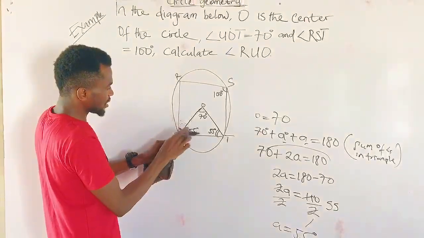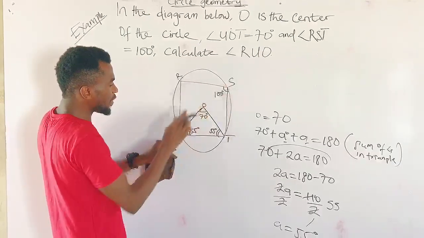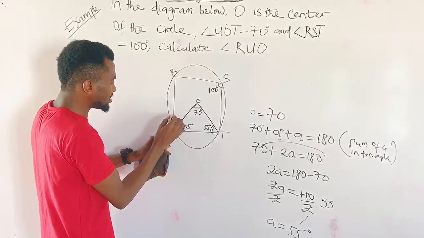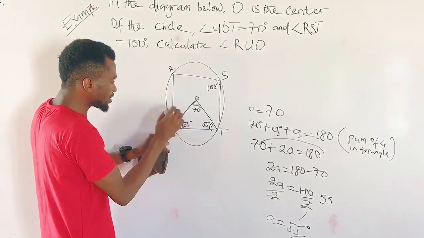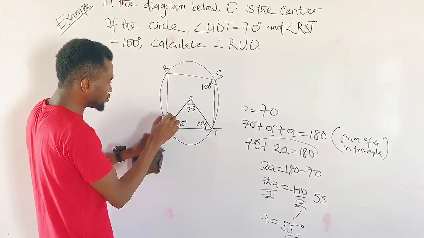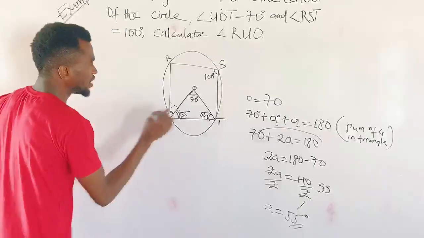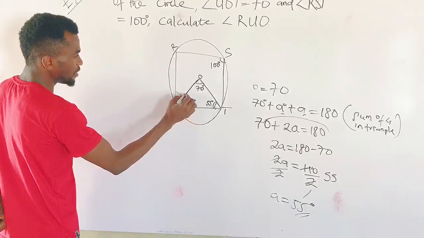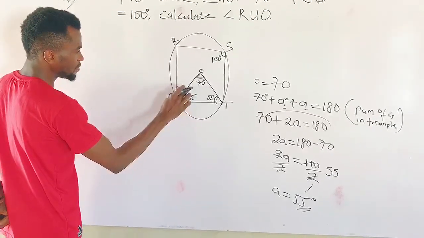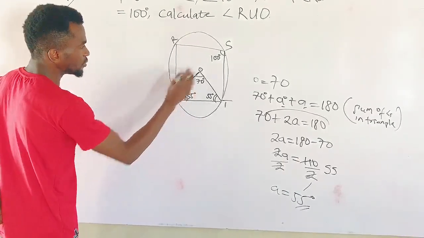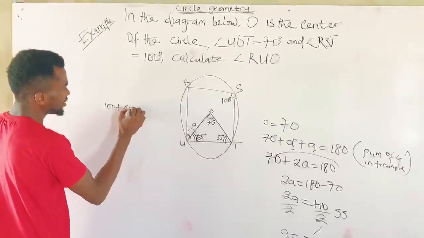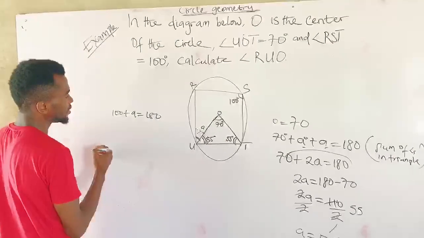This angle here is opposite to the one here. So if I use opposite angles in a cyclic quadrilateral are supplementary and I get the whole of this angle, if I subtract 55 from the whole of this angle, I'll be able to get the small one here. Alright, so let's go. Let's label this big angle A. So this one will be 100 plus A is equal to 180.